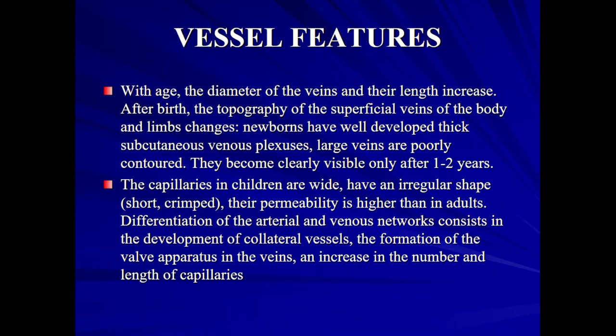The capillaries in children are wide, have an irregular shape, short, crimped. Their permeability is higher than in adults. Differentiation of arterial and venous networks consists in the development of collateral vessels, the formation of valve apparatus in the veins, and an increase in number and length of capillaries.